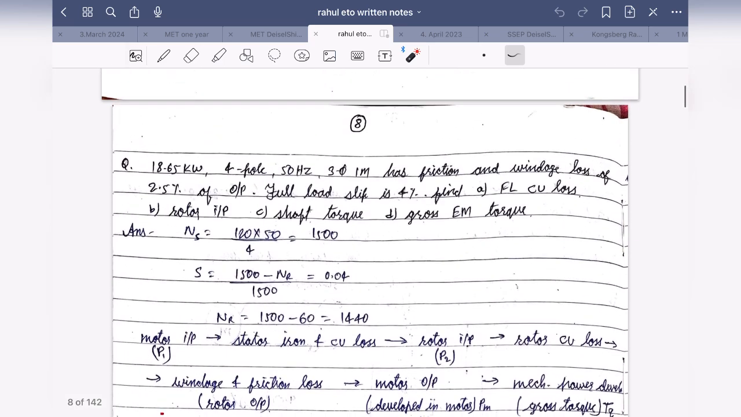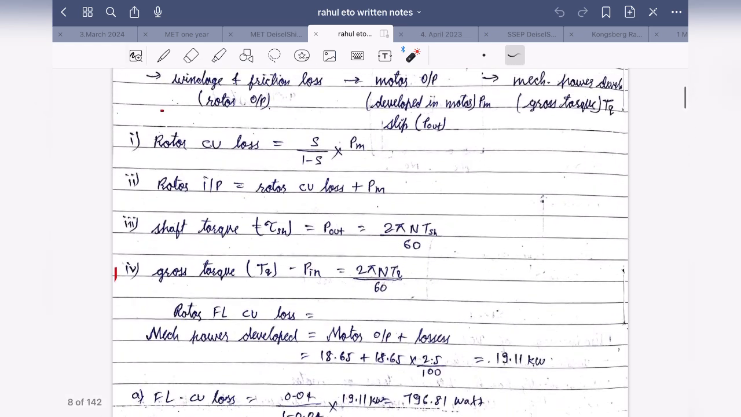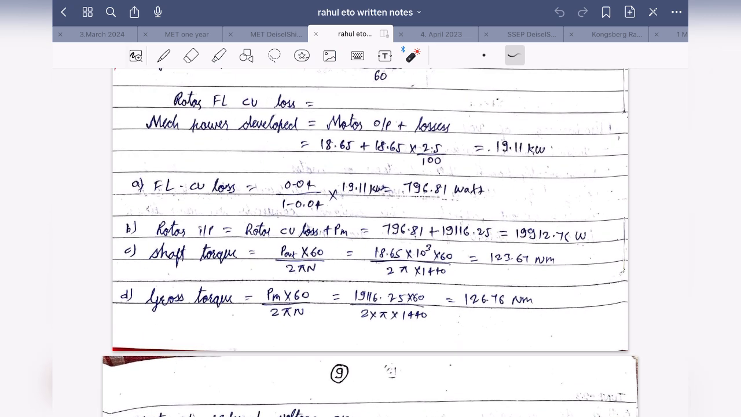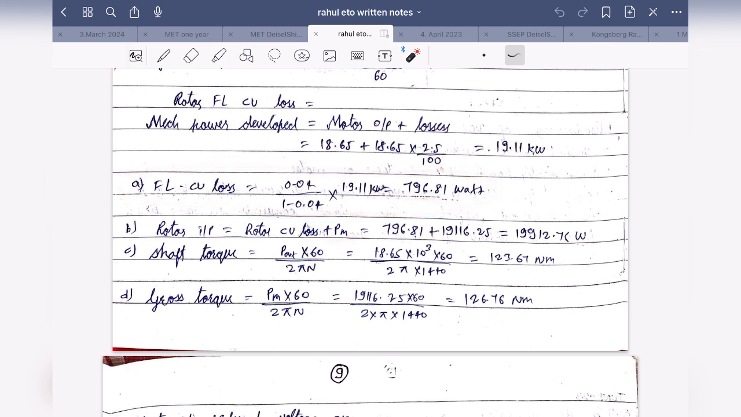Now the second question is rotor input. The rotor input formula is rotor copper loss plus Pm. We already calculated rotor copper loss in part A, so this is 796.81 plus Pm. Pm we calculated from here. So we add 796.81 plus 19.11 kilowatt, so we multiply with 1000, that is 19,116.25. We are getting 19,912.76 watt.